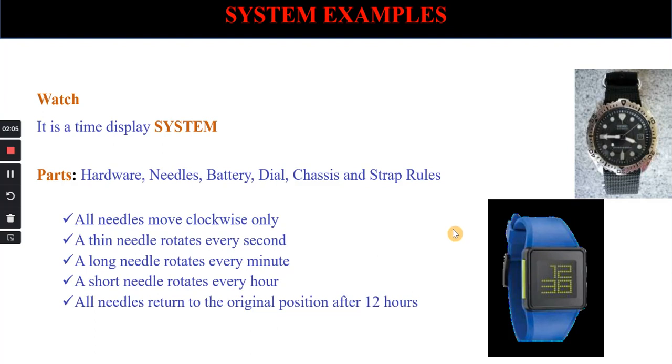Like that, you'll have three needles. One needle is for second, one needle is for hour, one needle is for minute. All those needles will rotate accordingly. For example, the second needle will rotate for each and every second. A minute needle will rotate for each and every minute. Hour needle will rotate for each and every hour. So like that, all systems will follow rules to perform their task. Okay, so this is the example and also the definition for systems.